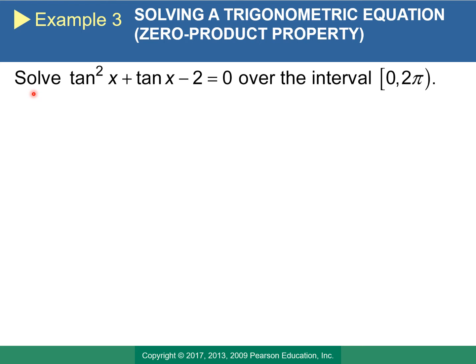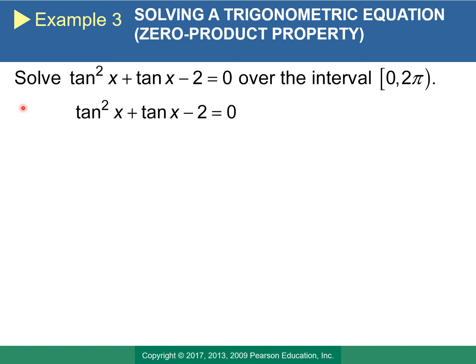Next example, solve tangent squared x plus tangent x minus 2 equals 0 over this interval 0 to 2 pi. So this interval is still one full rotation on our unit circle. It just happens to be in radian measure. Okay. So what I want you to notice is you have the same trig function multiple times in this equation, but it is squared, so this is a quadratic equation.